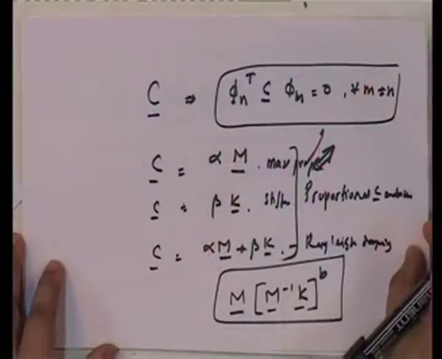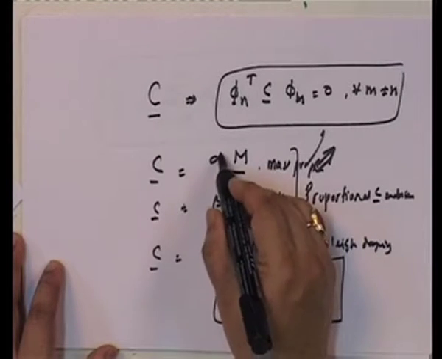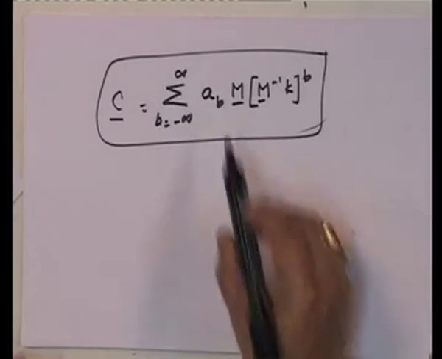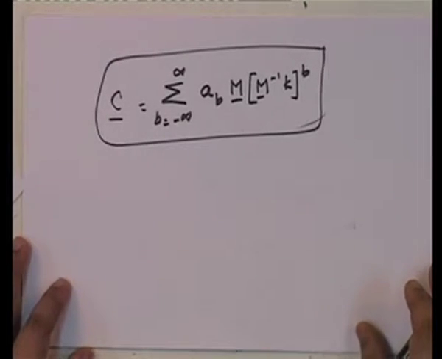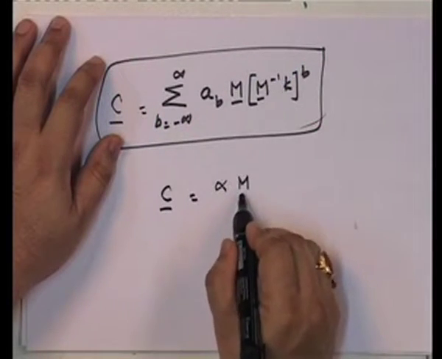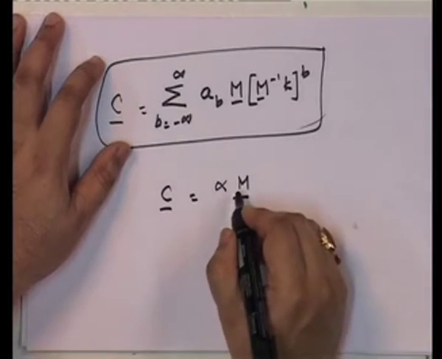Note that the only thing is we can always find out the C matrix if we can find out alpha and beta here, and in a more general sense the A and B. So, if we can find that out, we have got a C matrix which is consistent with whatever we have assumed. So, let us see what happens when C is equal to alpha m.